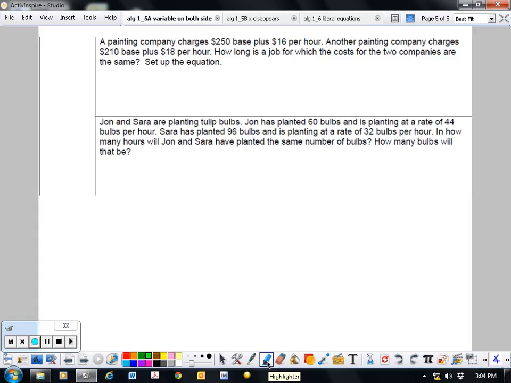A painting company charges $2.50, so this is my initial price, kind of like what we talked about before. And then they charge you $16 an hour. So that's our rate. So when I'm setting this up, I'm going to take that initial cost. I'm going to add in the rate times whatever I'm doing it per. So if this is $16 per hour, I'm going to go ahead and put an H here for every hour.